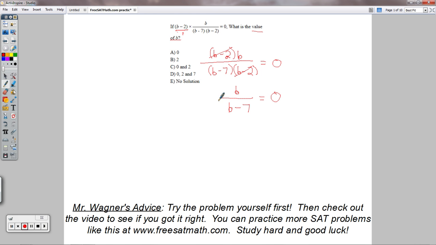But what would make it 0? Well, if the top was 0 right here. So if this was something else, if this was a quantity like b minus 2, then you would try to figure out, okay, 2 minus 2 equals 0. But here it's just b. So that means if b was equal to 0, whatever this was, well, it would be 0 minus negative 7. That would still be okay. You can divide by a negative number. You just can't divide by 0. So if b equals 0, this whole thing would become 0. Therefore, the answer to this one is choice A.